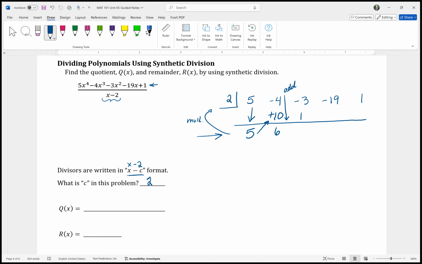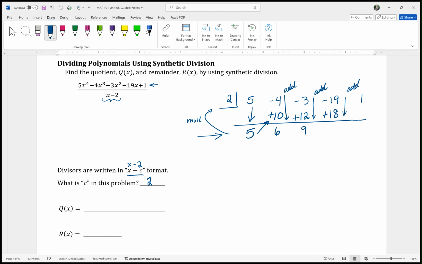We're going to write that under the next number that we have, our -3. Now we've got two numbers lined up, and again, we're going to add going down. So -3 plus 12 is going to give you 9. Okay, now that we're at the bottom, we're going to multiply again. So multiplying by this 2 in the box over here, 2 times 9 gives you 18, and we're writing it underneath the next coefficient we have, which is -19. And now we're adding again.